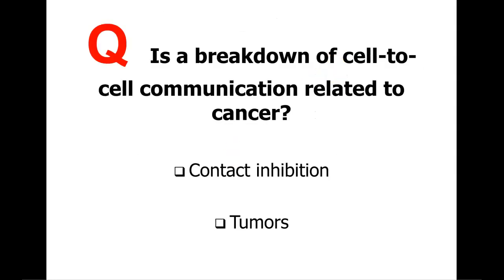Is a breakdown of cell-to-cell communication related to cancer? Well, it is, mainly because we discussed that contact inhibition. They don't have contact inhibition like normal cells do, so they'll continue to grow, and that continued growth forms tight masses of cells that don't perform the function that that cell is supposed to perform. They simply just continue to divide and divide until they form a huge mass called a tumor.